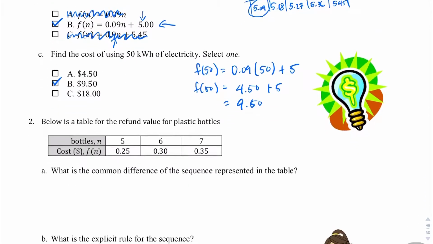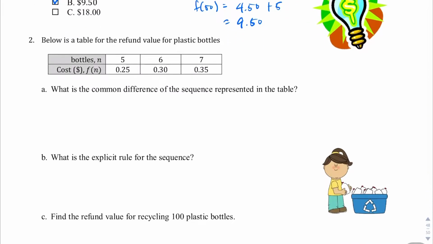Okay, let's see, question number 2. Below is a table for the refund value for plastic bottles. And again, we're starting at 5. We want to get all the way down to 1. Let's see, the common difference from 25 to 30 is going to be an increase of 5 cents. So the common difference is 0.05.